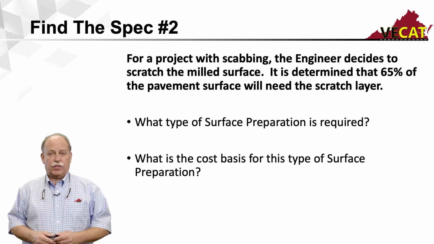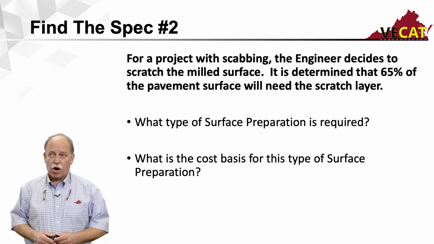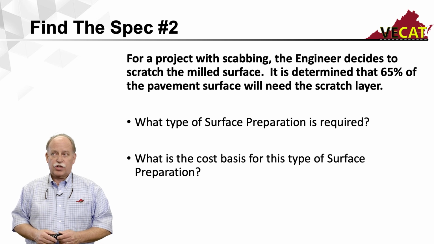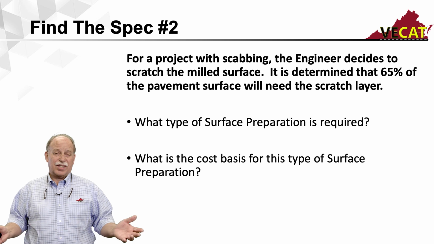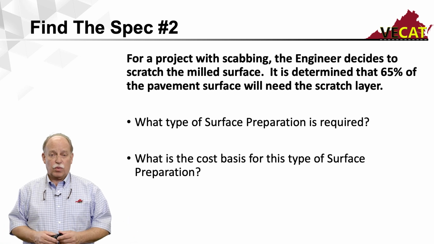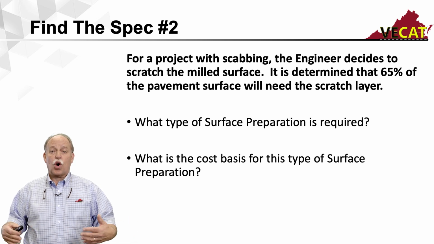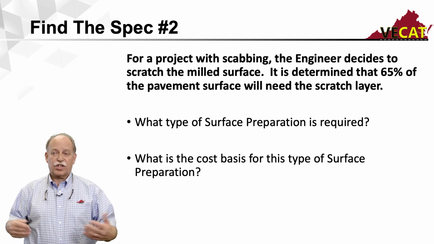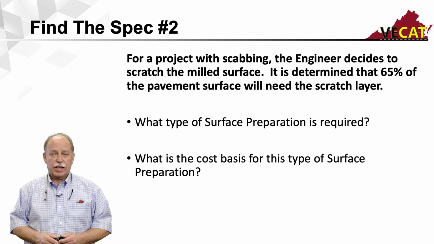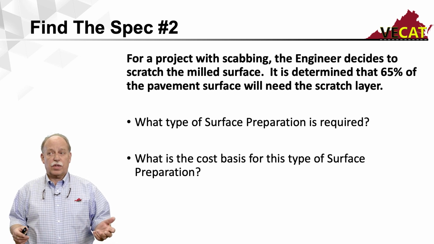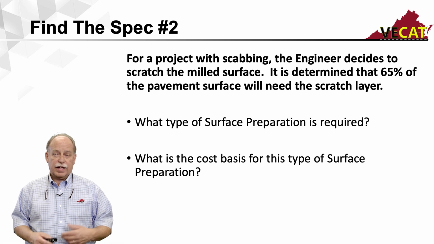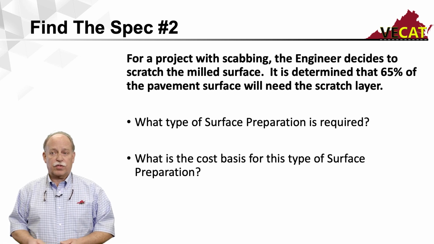So find the spec for question number 2. We had a project with scabbing. The engineer decides to scratch the milled surface. It's determined that 65% of the pavement will need to be scratched. So in this case, we're over 50%. That's important if you look at the specifications. So you're at 65% of the surface needs to be scratched. Now, what type of surface preparation is required? And again, what's the cost basis for that type of surface preparation?